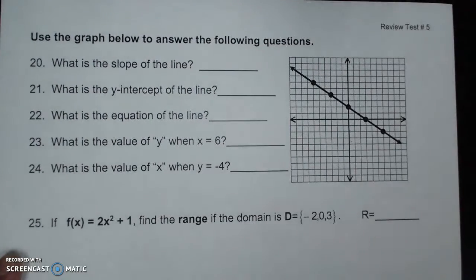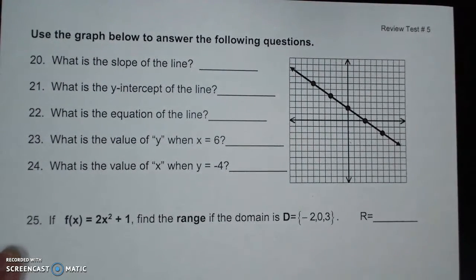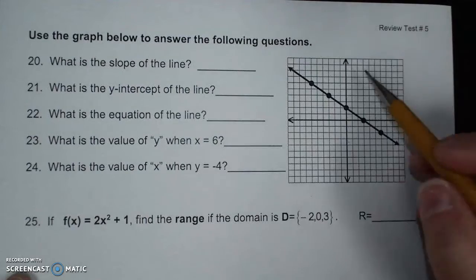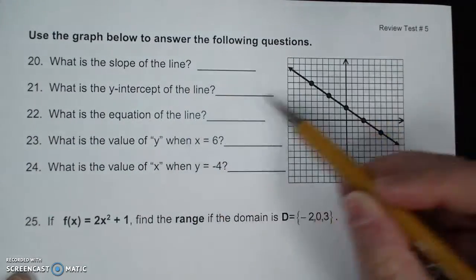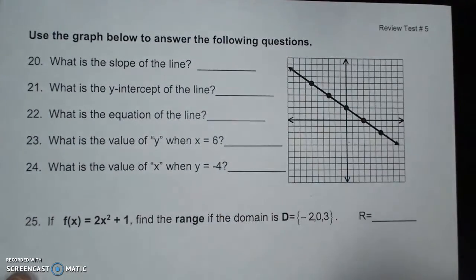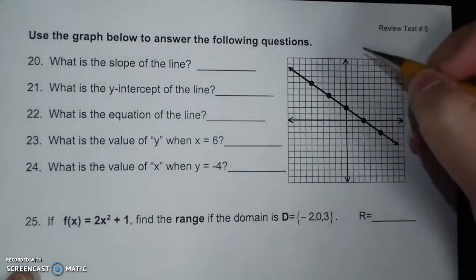This is page 4 of the unit review for Unit 5. This is given a graph. Use this same graph, answer a whole bunch of questions. What's the slope of the line?